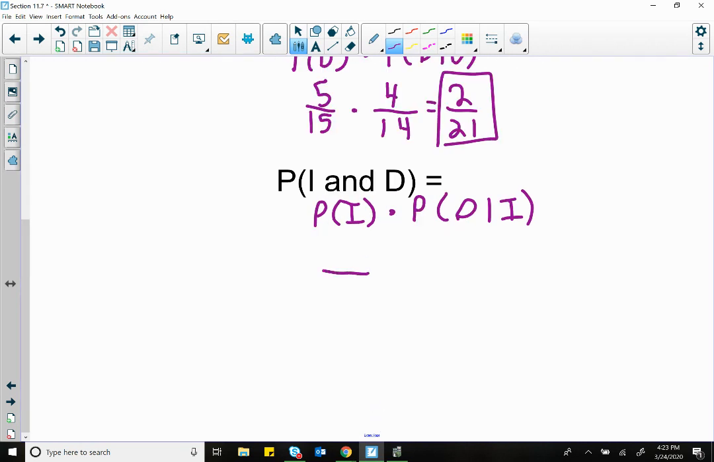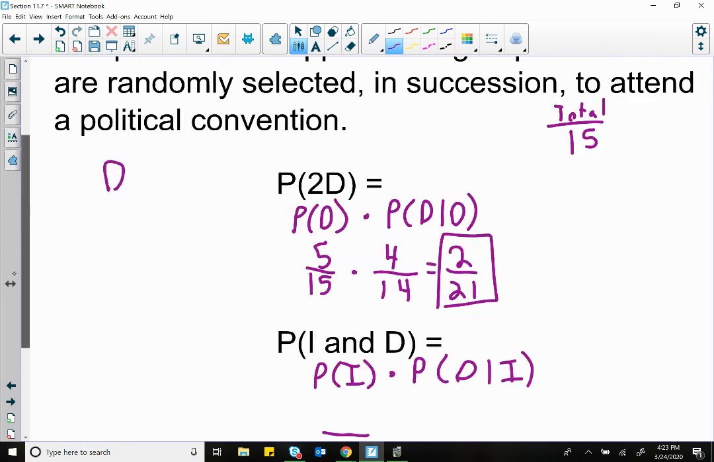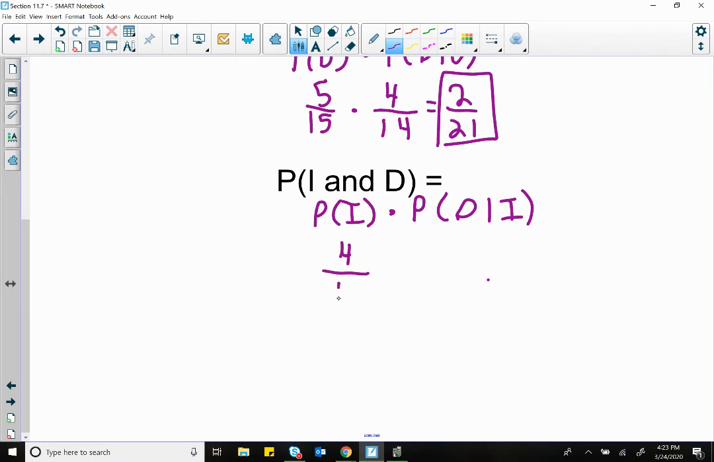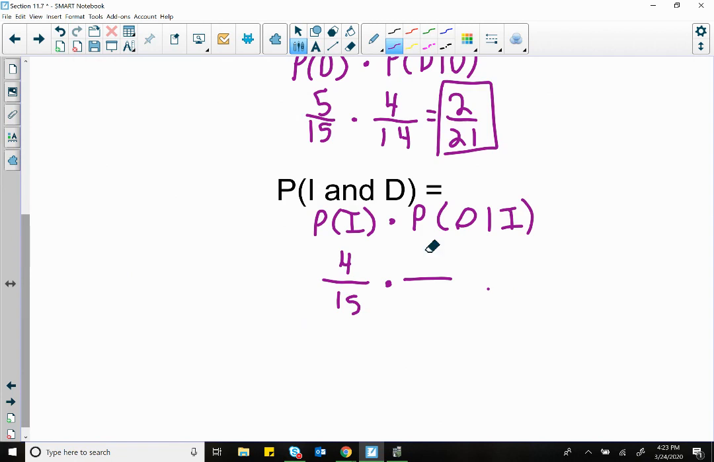So what is the probability of an independent? Well, how many independents are there? There are 4 out of 15 times, okay, well, we come up here, fix this. There are now 3 independents left. There are a total of 14 people left. So we want a Democrat. How many Democrats are there? There are 5 left out of 14. And if you notice, these are the same fractions that we had just a second ago. So you'll end up with 2 out of 21 again.